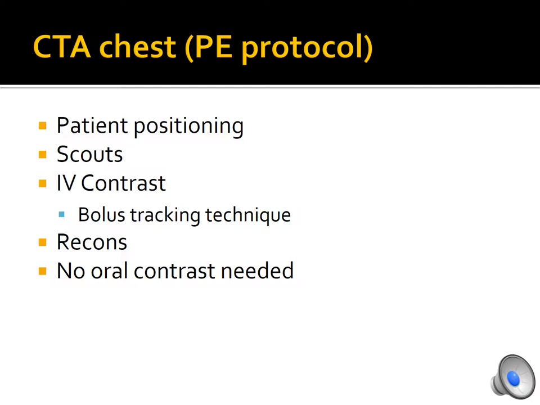Now, after the scan is complete, we're going to do the recons with a coronal and sagittal MIPs, and then those are going to be sent off to the radiologist. No oral contrast is needed for this particular exam, although there have been studies that have shown that drinking oral contrast with barium can actually reduce radiation dose to the fetus by being in the abdomen.